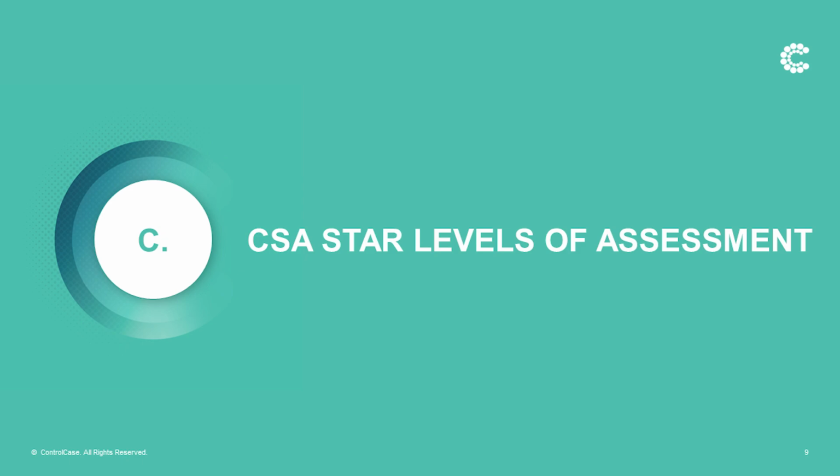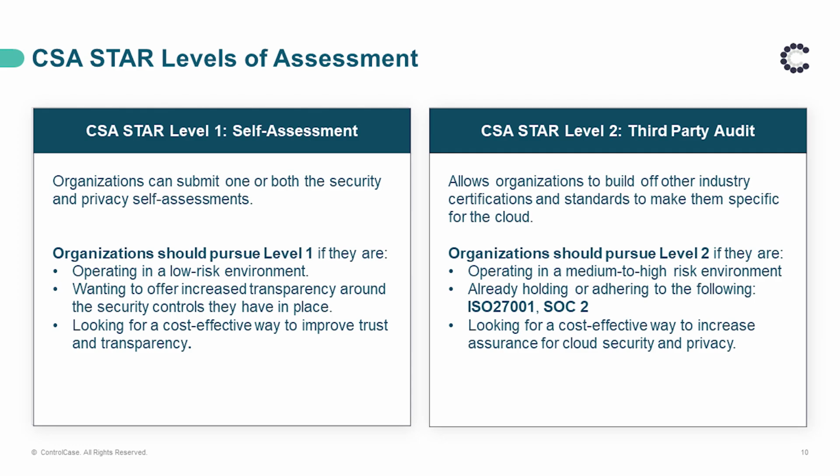So if I can just quickly run through the levels of assessment. The first level of assessment is the CSA STAR level 1, which is a self-assessment. So normally it is an approach taken by organizations who are in a low risk environment, who are not really handling very critical data or not handling critical information.